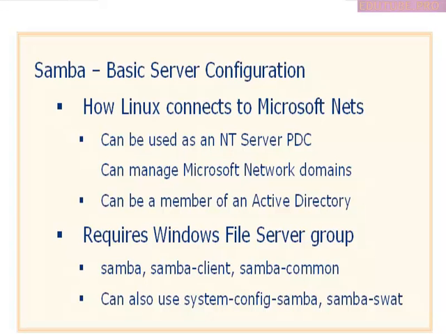The packages associated with the Samba service come from the Windows File Server group, and they're straightforward. The three main packages are Samba, Samba Client, and Samba Common. If you want to configure Samba using the Red Hat GUI tool, install the System Config Samba package. If you want to configure Samba using a web-based tool, install the Samba SWAT package.